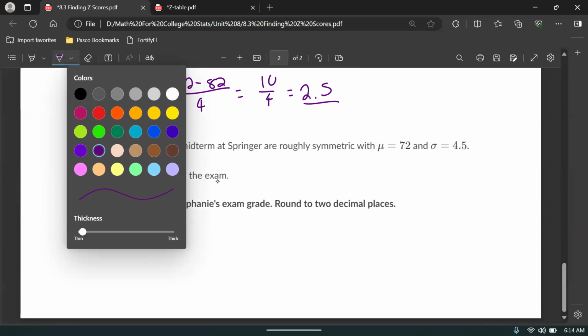What color haven't I used yet? Green. All right.